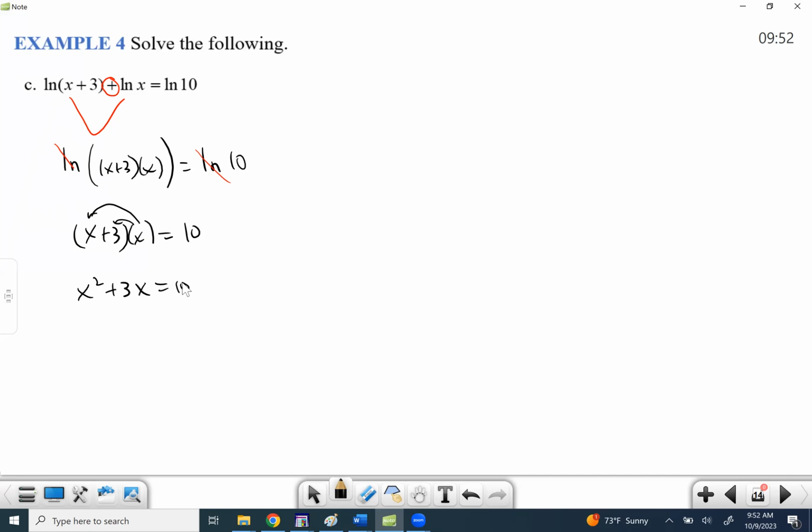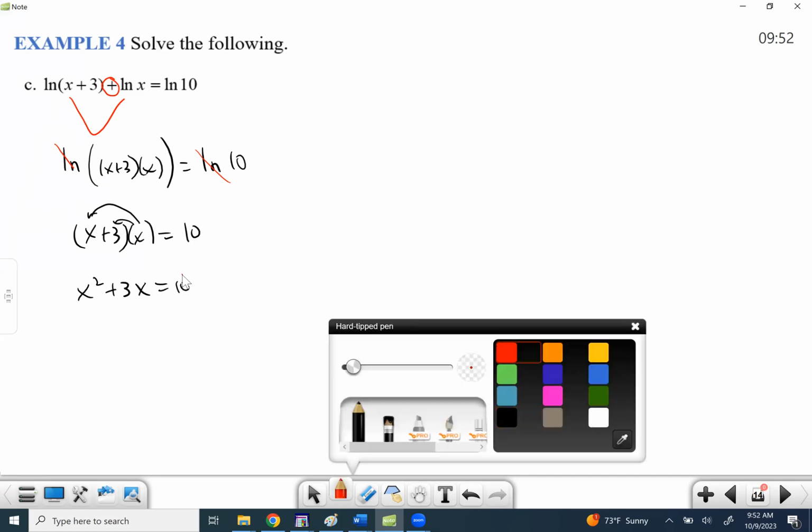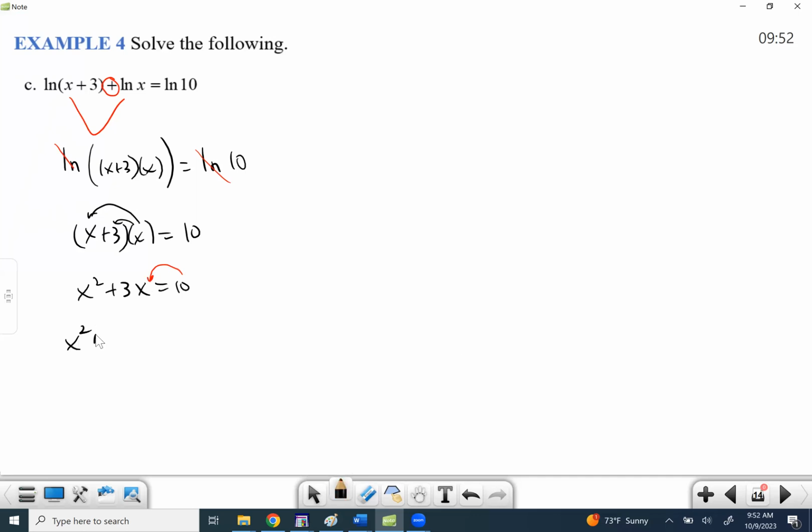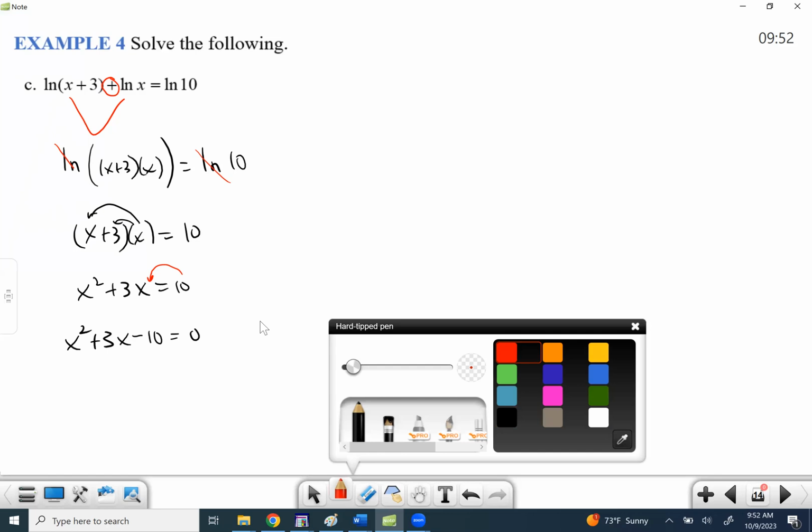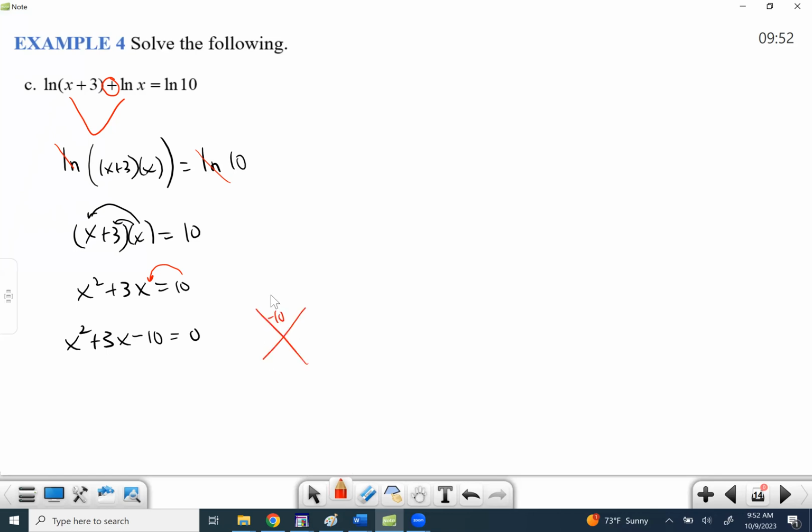Now remember, anytime you have an x squared, most of the time you want to get everybody on one side. So I'm going to move this 10 over, so that way we get that equals 0 that we usually want when we're talking about quadratics. Okay, let's see if there's any factors of -10. So anything that multiplies to make -10 and adds to make 3.